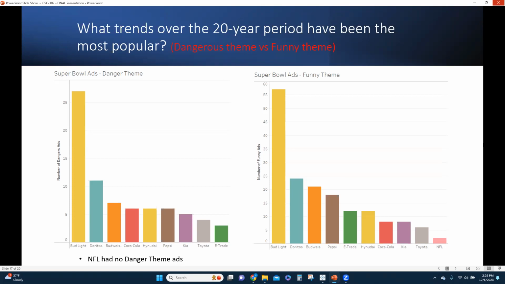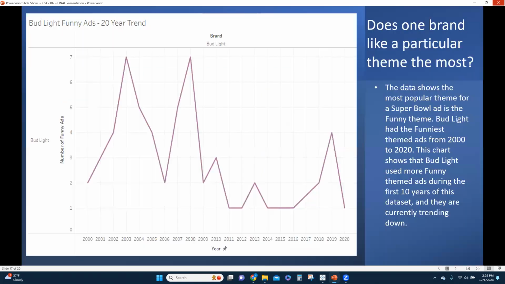Bud Light dominating again. But Bud Light in the funny themed ads dominating again, but with 57. That's insane. More than double of their danger theme ads. So funny theme is really where it's at. And you can see all the other brands, they're all looking at over 10, the majority of them. And you could barely get to 10 with the danger theme ads. Take note, NFL had no danger theme ads.